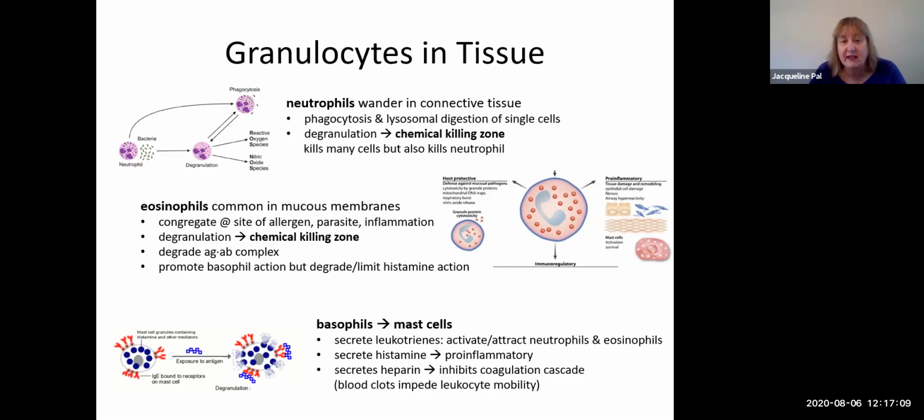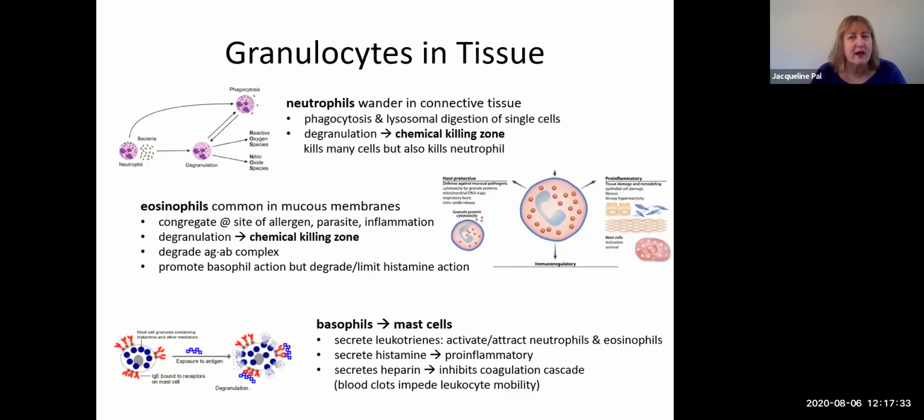So speaking of basophils, I just want to remind you that when they move into tissue, we change their names and we call them mast cells. Mast cells are important because they secrete these cytokines known as leukotrienes. These are chemicals related to prostaglandins that activate and attract the neutrophils and the eosinophils that we've just talked about, thereby increasing the inflammatory reaction.